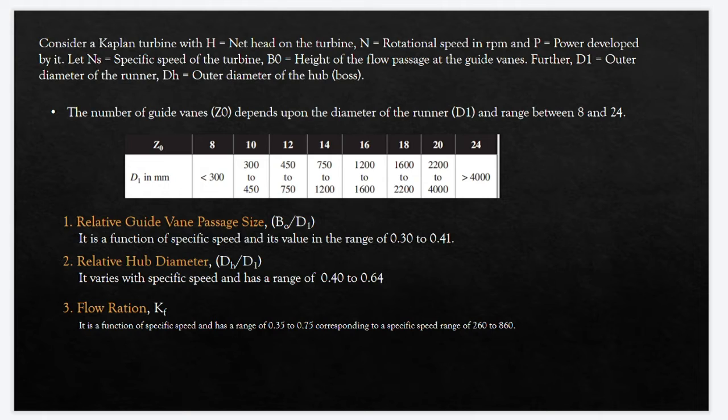It is a function of specific speed and its value is in the range of 0.30 to 0.41. Relative hub diameter varies with the specific speed and has a range of 0.40 to 0.64. And the flow ratio Kf is a function of specific speed and has a range of 0.35 to 0.75, corresponding to a specific speed range of 260 to 860.